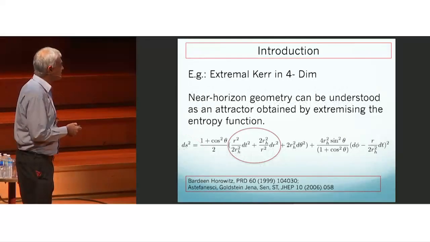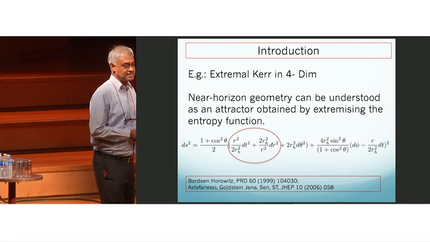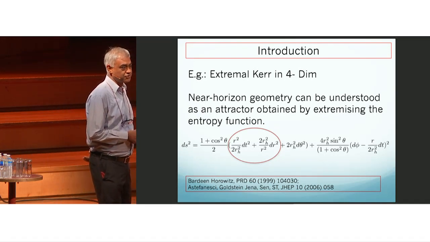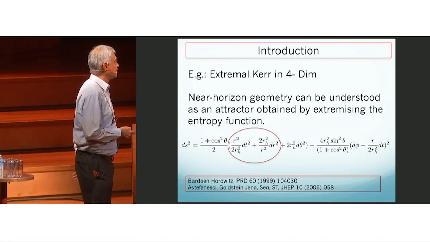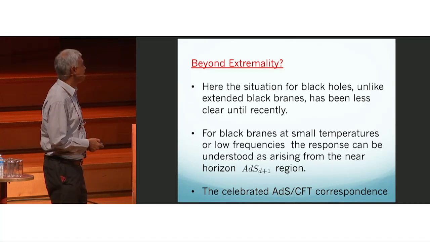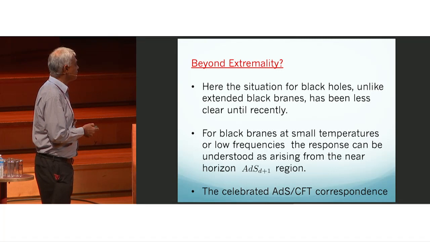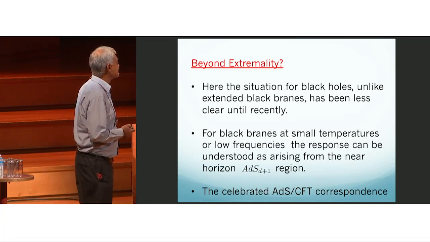And what's interesting is that the whole metric can be obtained by extremizing a suitable entropy function. The radius of the AdS2 depends on the angular momentum carried by the black hole. Now, what about going beyond extremality? Here, the situation for black holes, unlike more extended black branes, has been less clear.